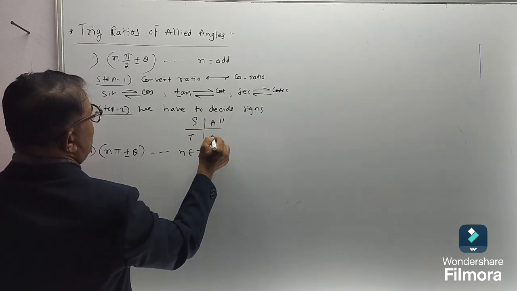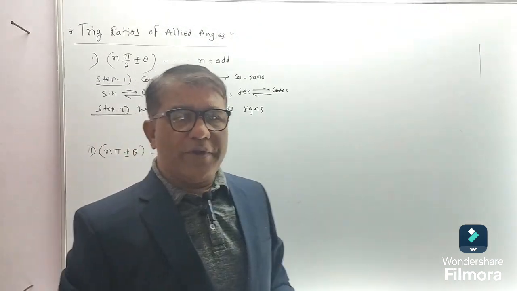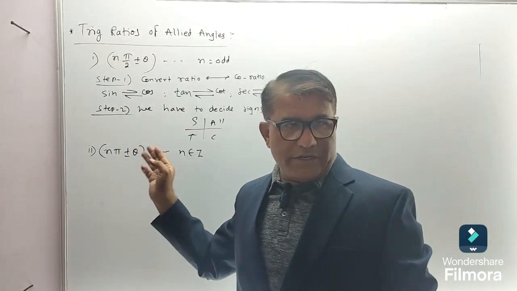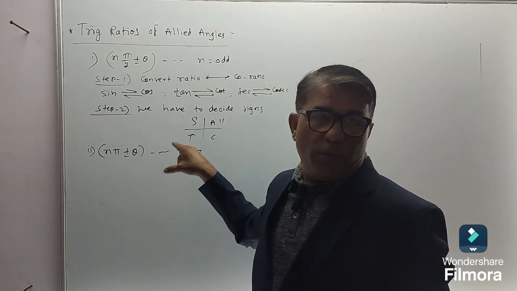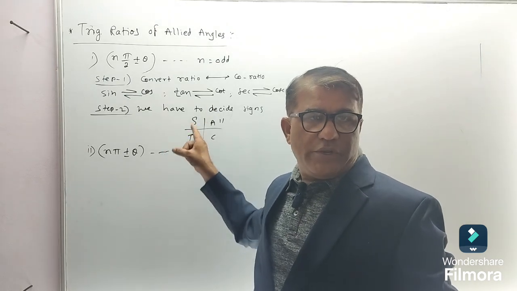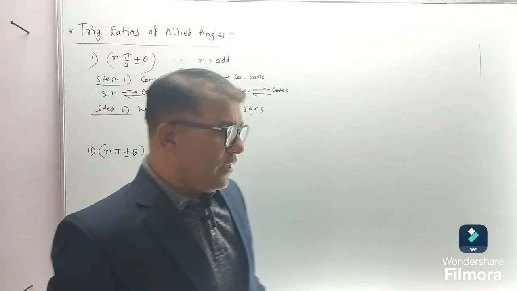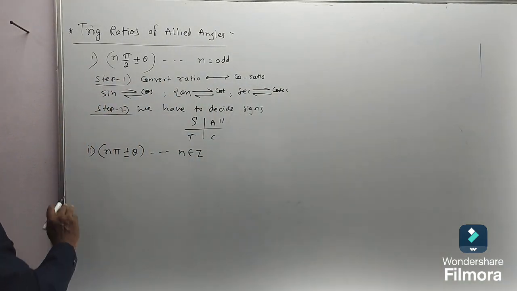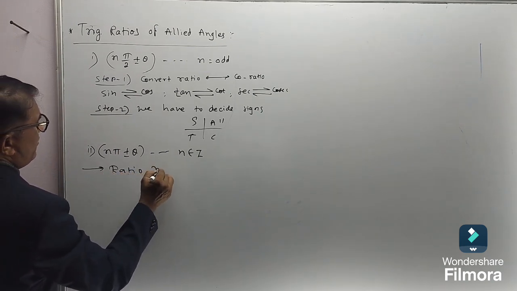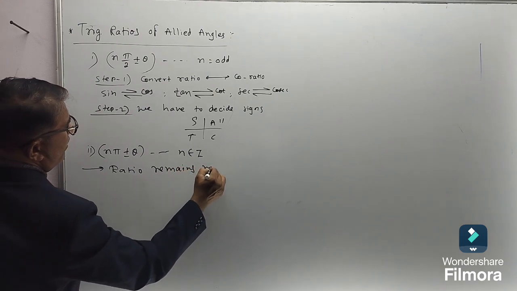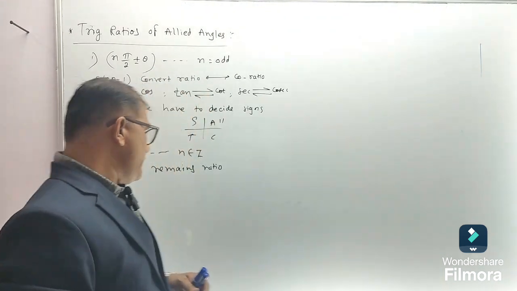All STC. You can remember it: all silver teacups, all students take coffee. Already you studied in 10th standard, 9th standard, I think. We have to decide the sign by this rule. In first quadrant all positive, in second sine and cosec positive, in third tan and cot positive, in fourth cos and sec positive. And if angles are in this type, then ratio remains ratio.